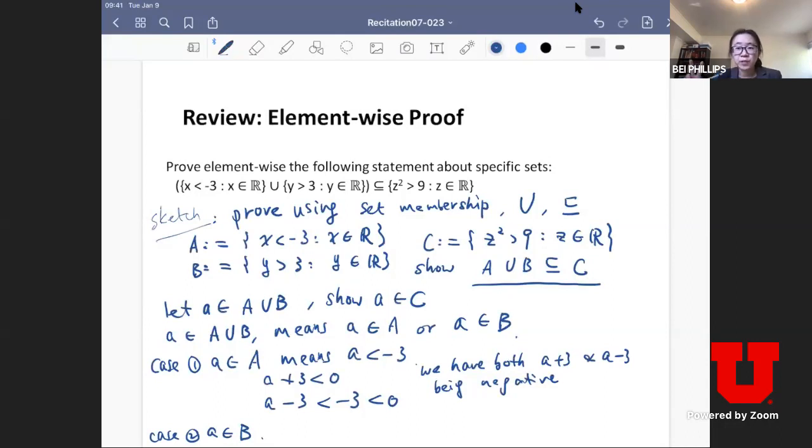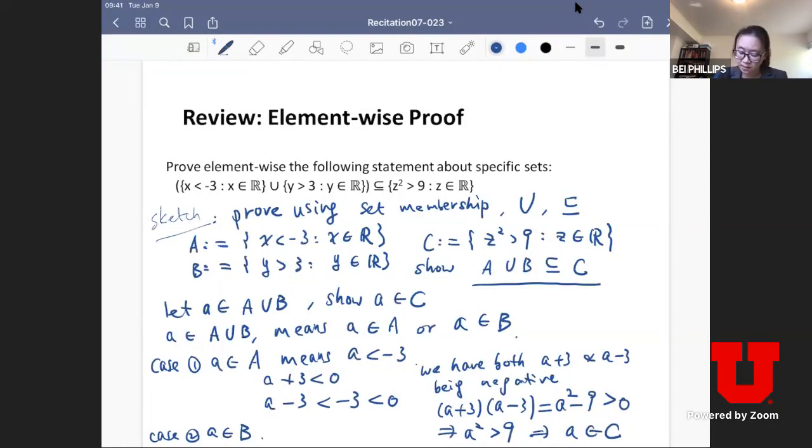Now, if you have two negative integers multiplying together, you get positive. So you have A plus 3 times A minus 3 is equal to A squared minus 9 is bigger than 0. So what does this mean? This means A squared is bigger than 9. That means A is part of C.